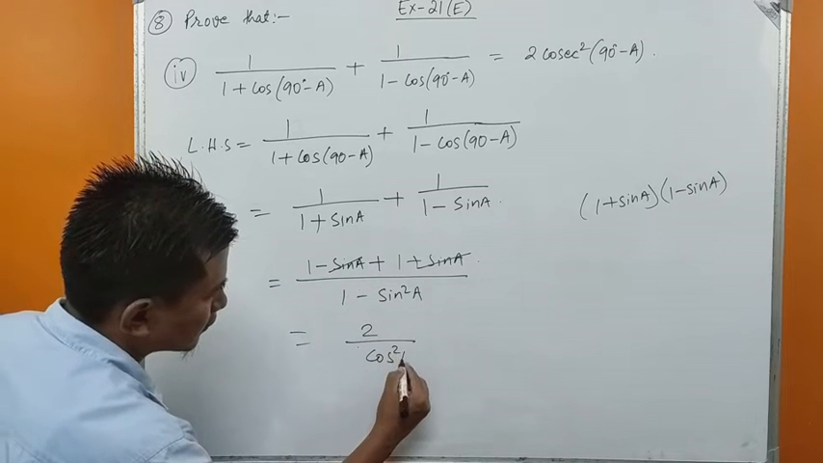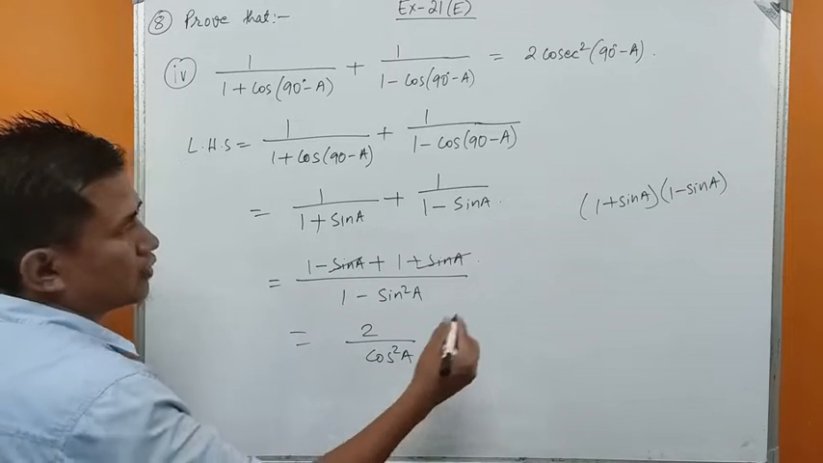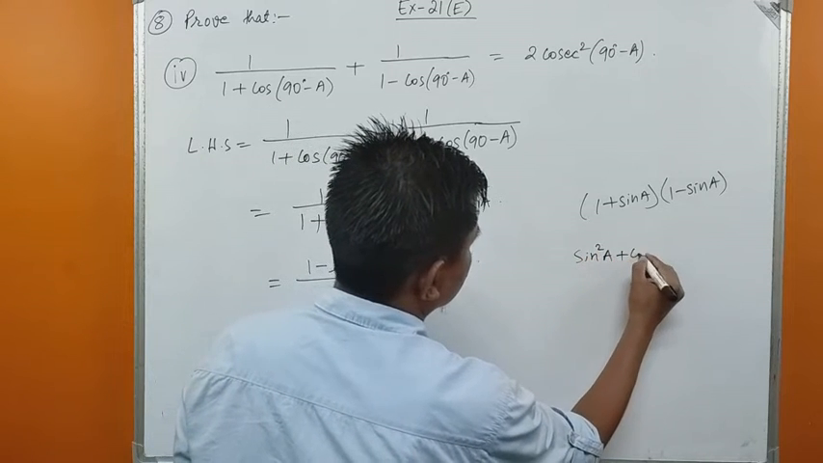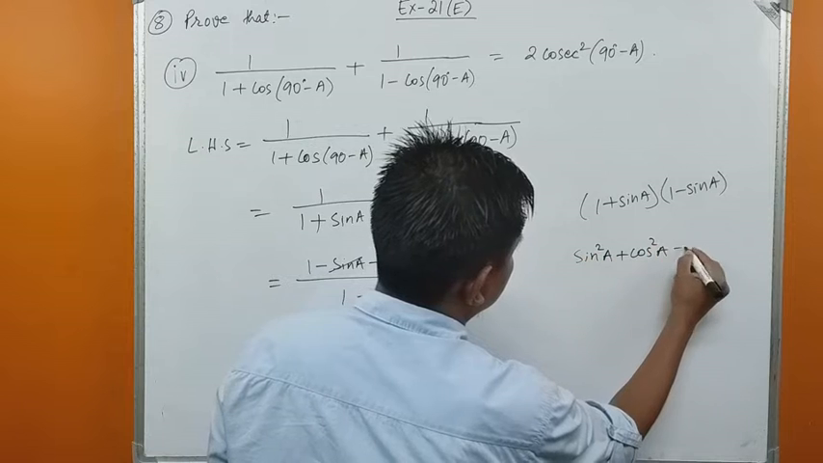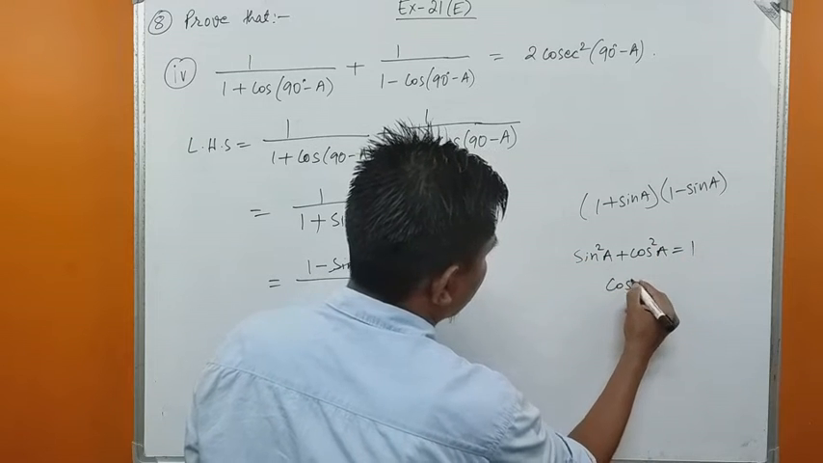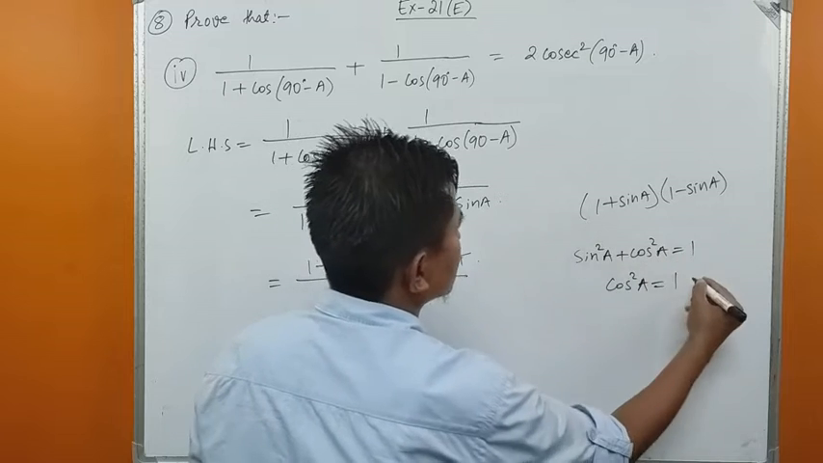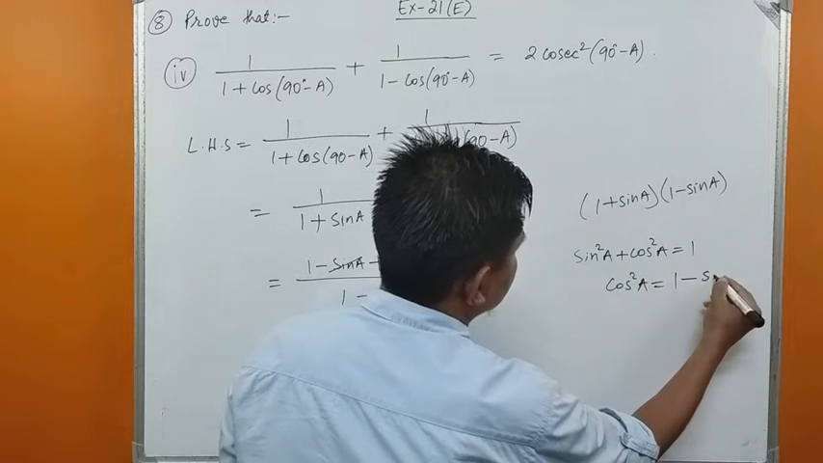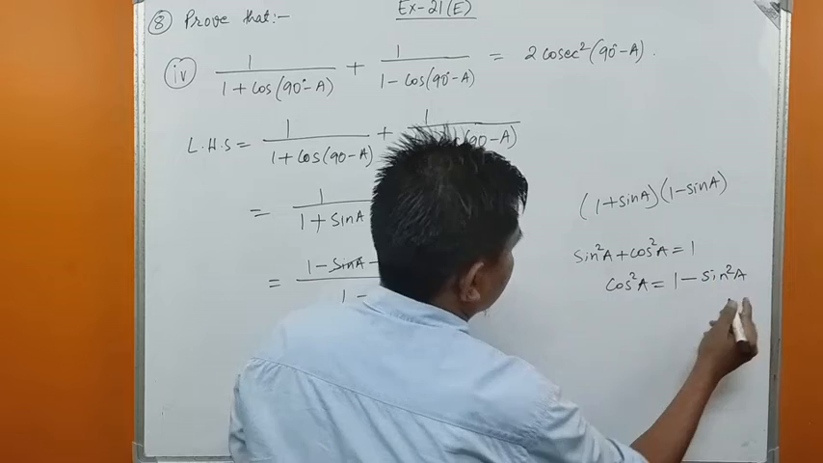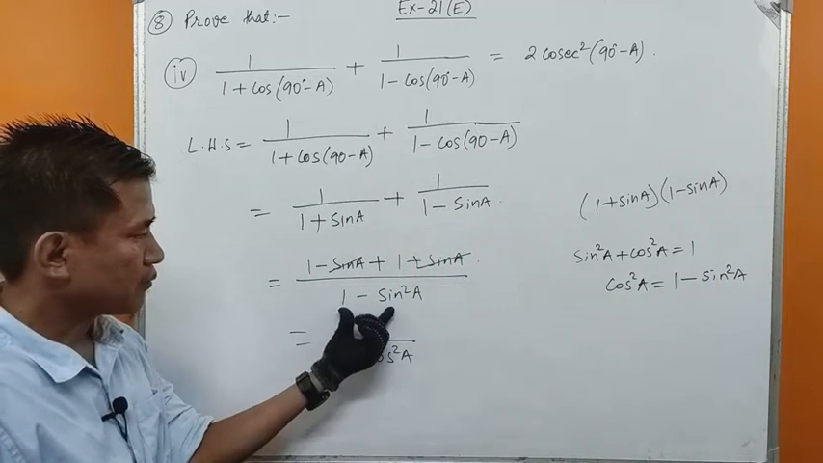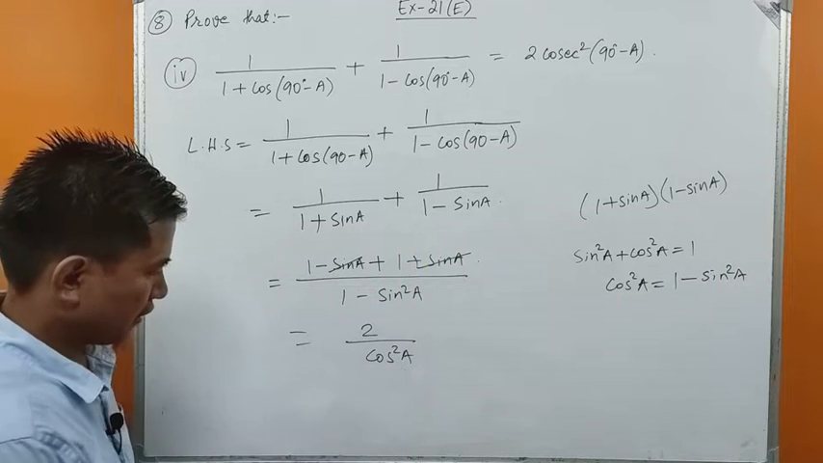isn't it? You know that sin square a plus cos square A equals to 1. So cos square A can be written as 1 minus sin square A. So plus sin square A, if you transpose to the right hand side, becomes minus sin square A. 1 minus sin square A equals to cos square A. So instead of this 1 minus sin square A, I can write cos square A.